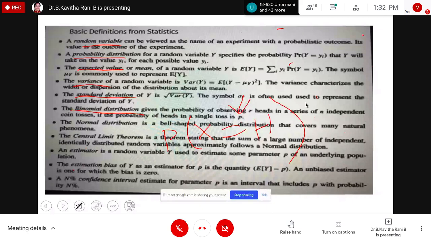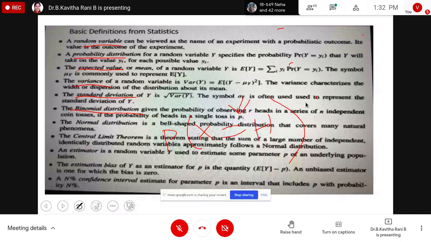Meaning, they are doing 3 coin tosses, and in that, how many times can 2 heads come? What is the probability of getting 2 heads? This is only possible by binomial distribution. If you want some output, what is the probability of getting that particular output? That can be done by using binomial distribution.